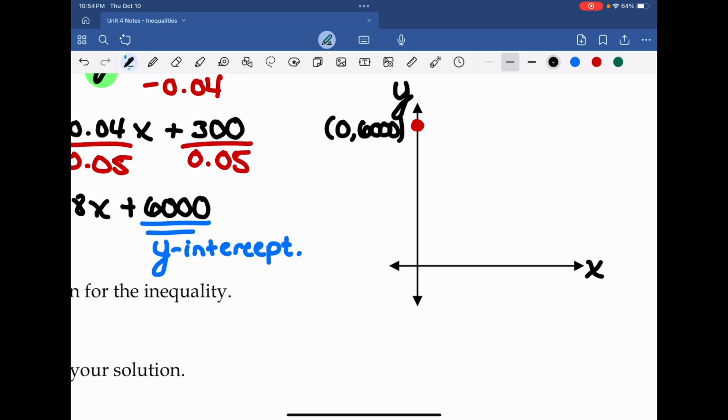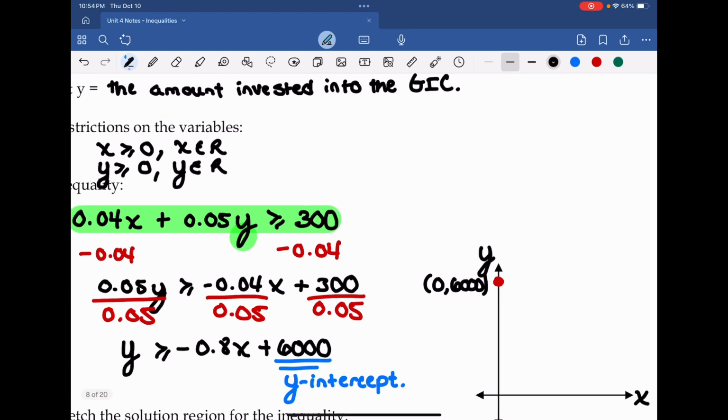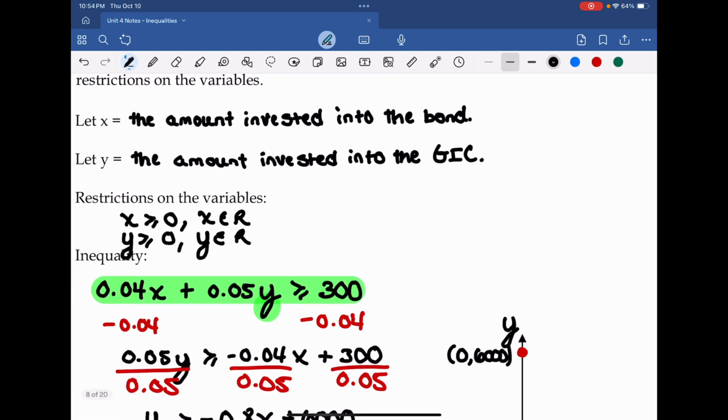Now, we could also interpret this in the following way. If it's the y-intercept, the y's were the total amount invested in the GIC, meaning that could be an amount that we invest in the GIC, and then 0 would be the amount invested in the bond. That's one option that could be available to us.